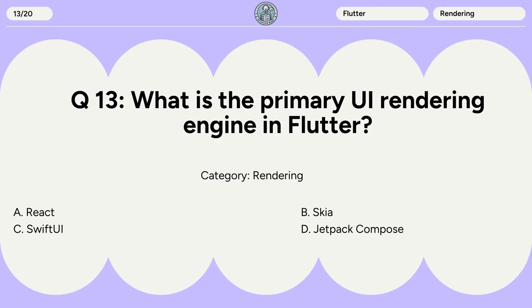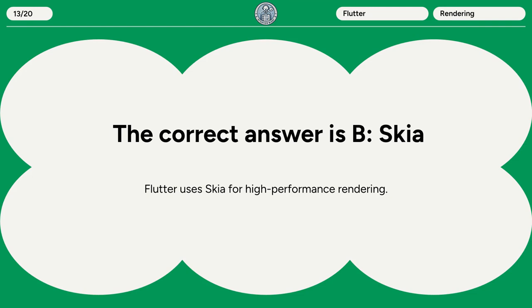Question 13. What is the primary UI rendering engine in Flutter? A. React. B. Skia. C. SwiftUI. D. Jetpack Compose. The correct answer is B. Skia. Flutter uses Skia for high-performance rendering.